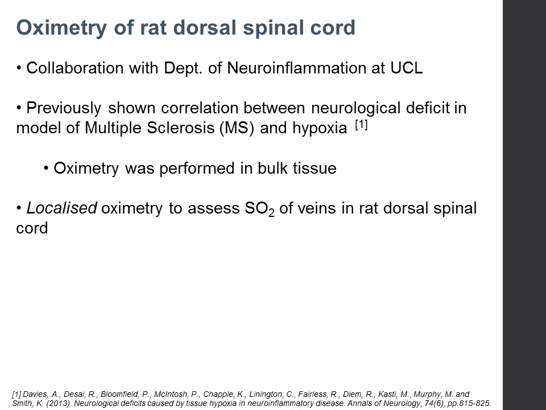Now also just to briefly talk about this collaboration we have been doing with the Department of Neuroinflammation at UCL, and this is oximetry of veins in the rat dorsal spinal cord. This group previously showed that there's a correlation between a model of multiple sclerosis and hypoxia. This hypoxia was measured in bulk tissue, so we wanted to perform this in a localized imaging sense of the actual veins in the rat dorsal spinal cord.